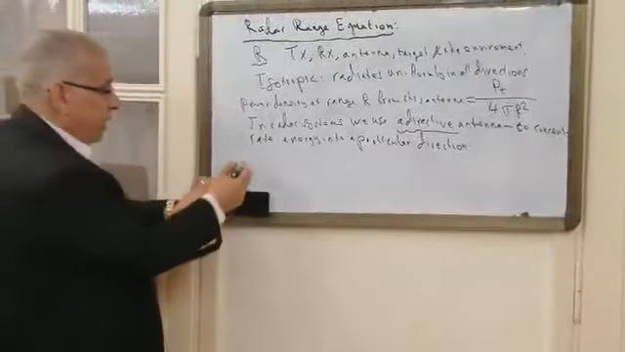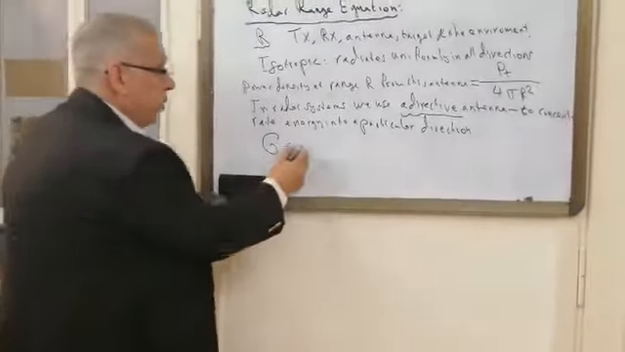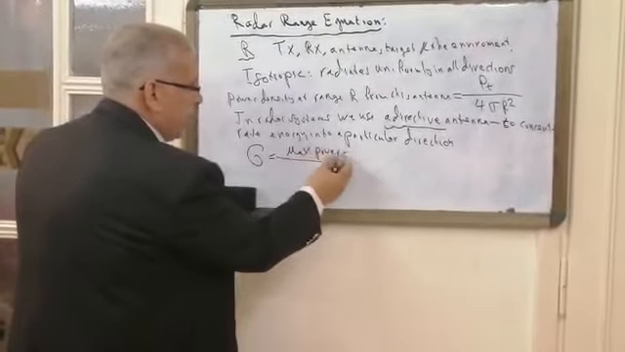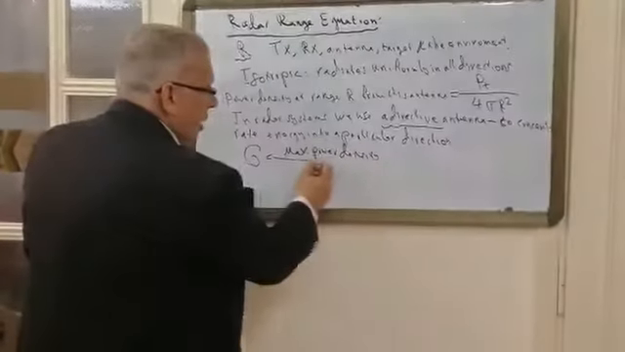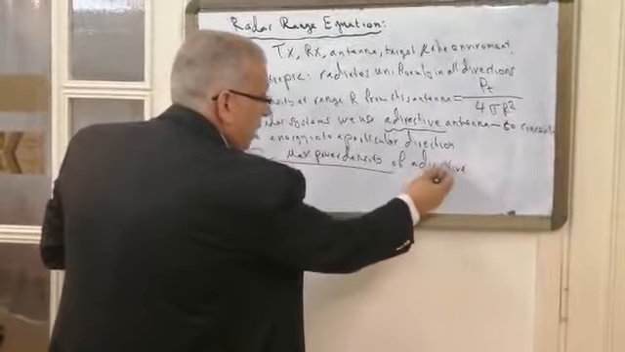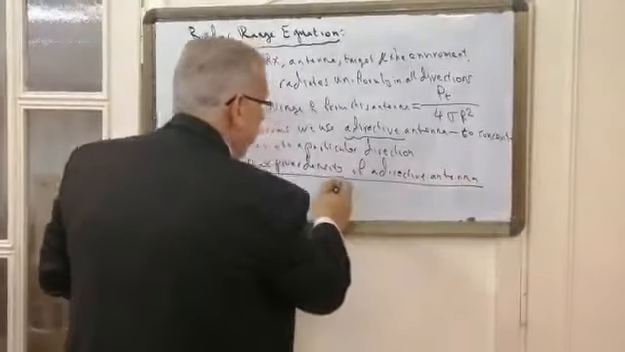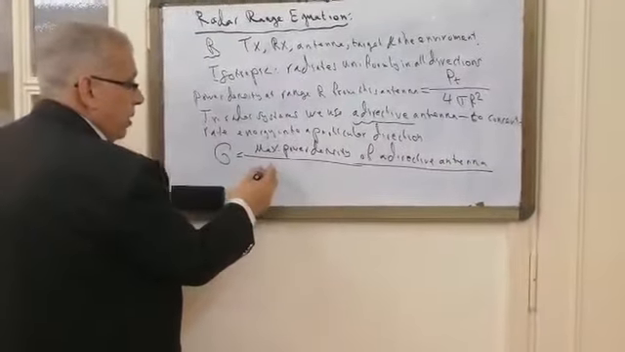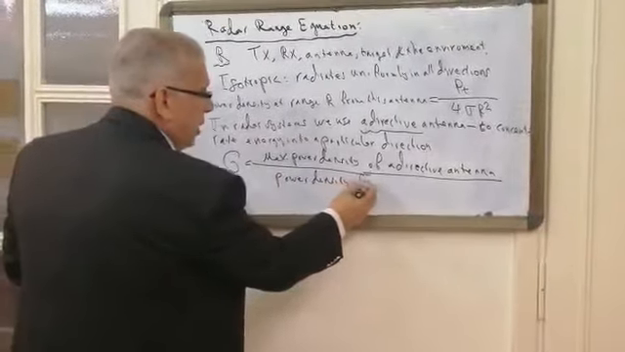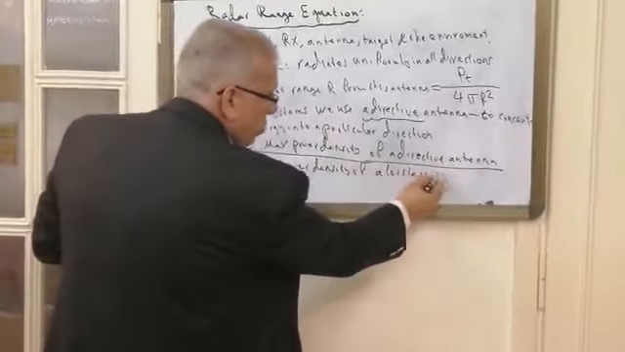So the maximum antenna gain will be equal to the maximum power density of a directive antenna, divided by the power density of a lossless isotropic antenna.